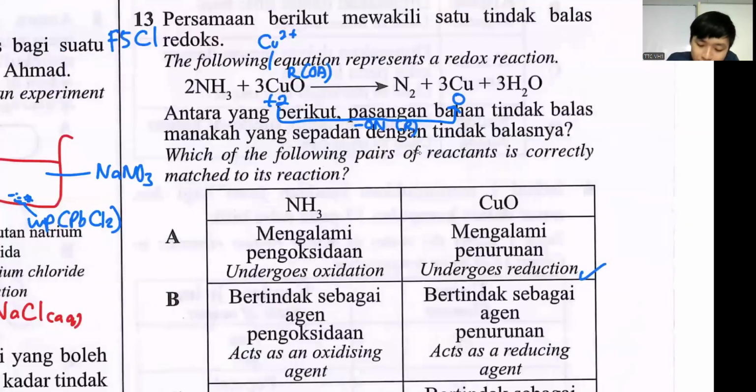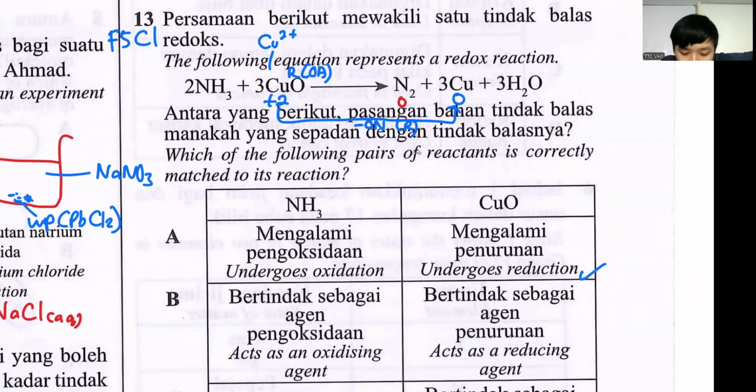Then the other one, ammonia, is reduction. I mean oxidation. Because you can see that this one, nitrogen molecule is 0. You know, hydrogen is always positive, right? Hydrogen is always positive, right?